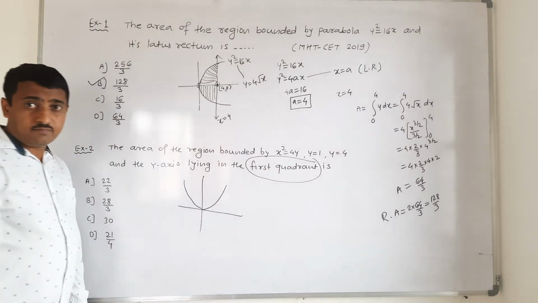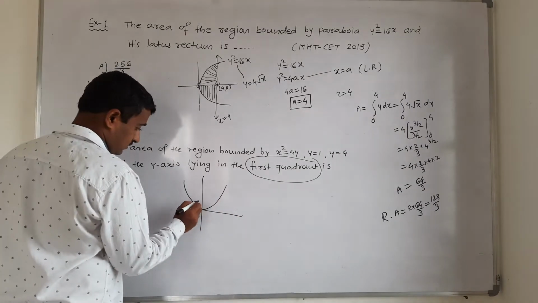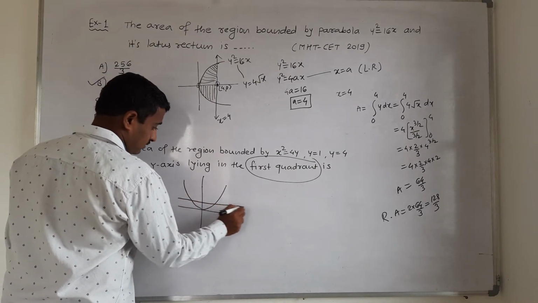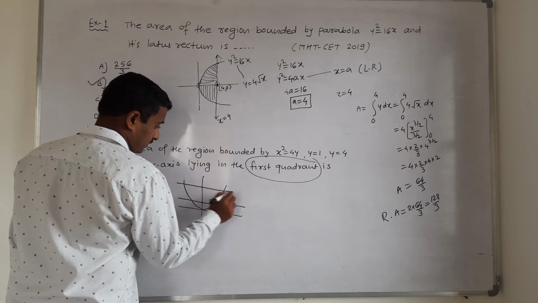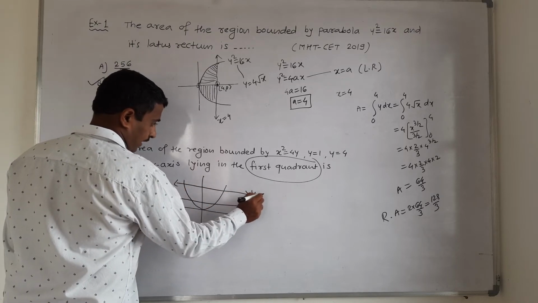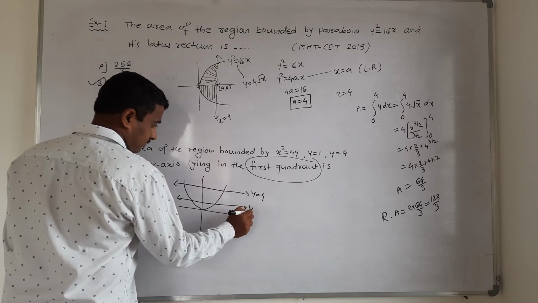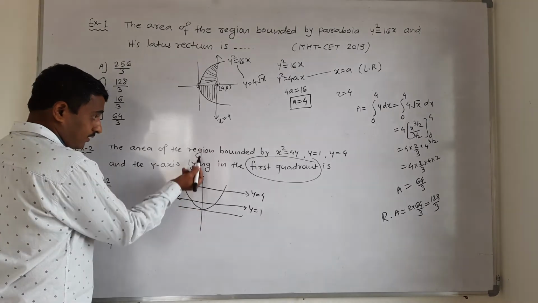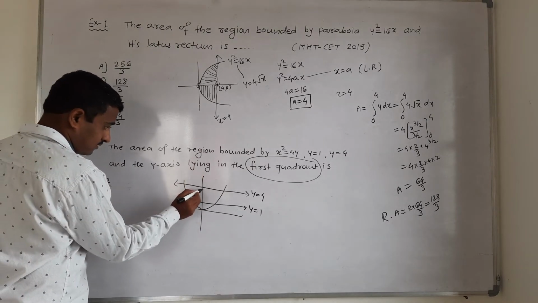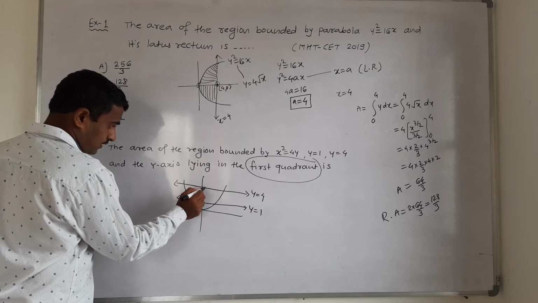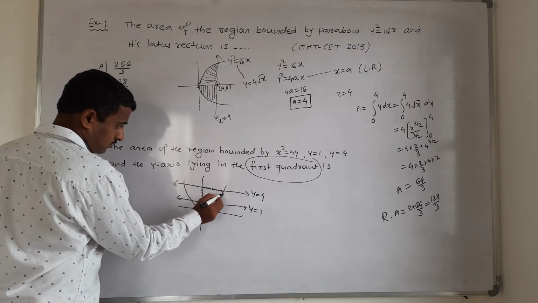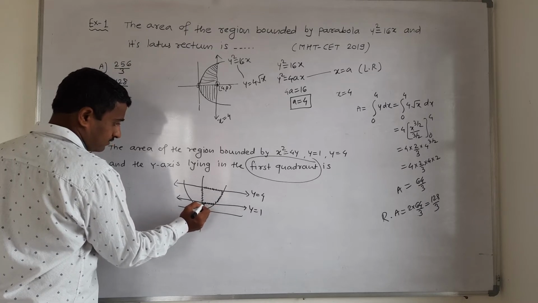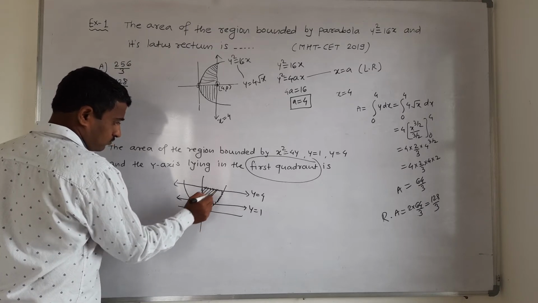Then y is equal to 1 and y is equal to 4, these are the two lines. Suppose here is 1, here is 4. This is the y is equal to 4 line, and this is the y is equal to 1 line. Then find the area in the first quadrant with the y axis. This is the y axis. Bounded by the y is equal to 4 line, the parabola, and the y is equal to 1 line, this area is the required area. This is what we have to calculate.